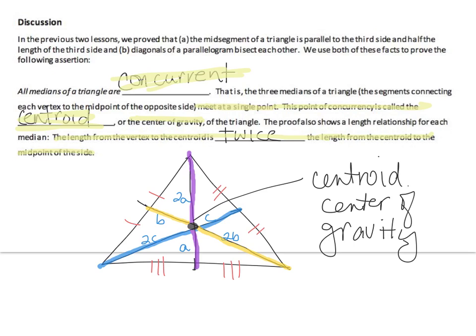Twice that length and twice this length. In essence, that means that each median is cut into 3 equal pieces. So 1, 2, 3. I guess I could use dots. So the distance from each dot, those are all equal. Okay, 3 equal pieces.